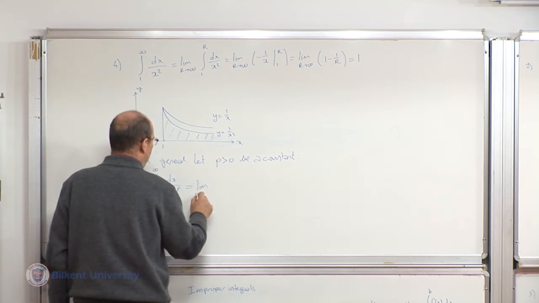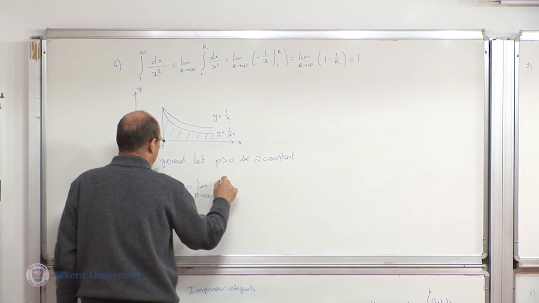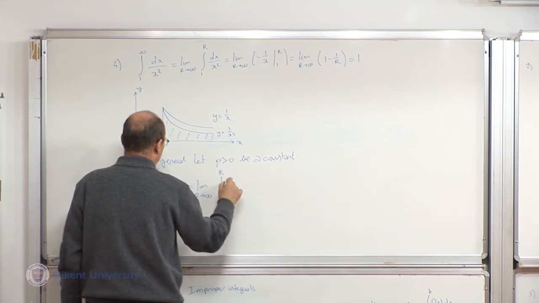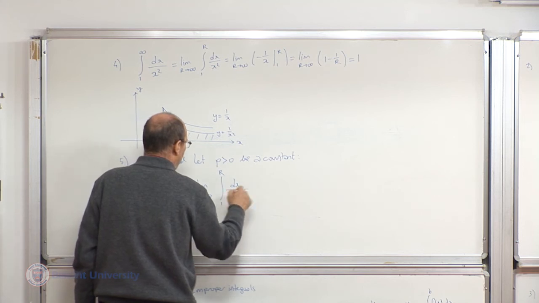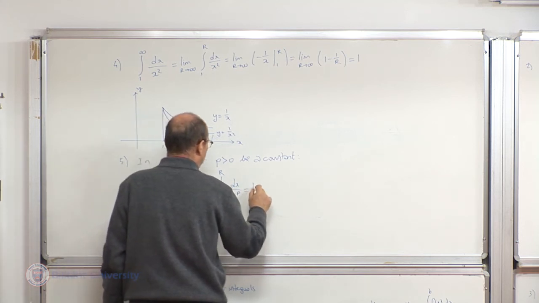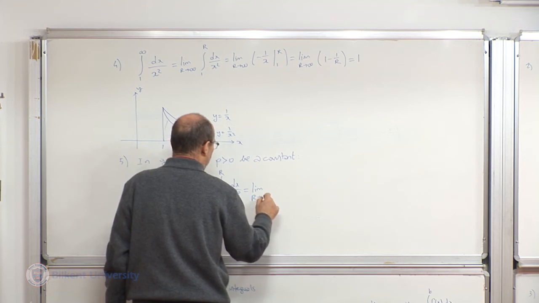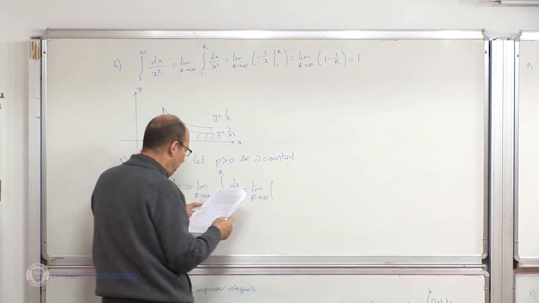The limit as r goes to infinity of the integral from 1 to r of dx over x to the p. So let us evaluate this. We can evaluate this limit as r goes to infinity.